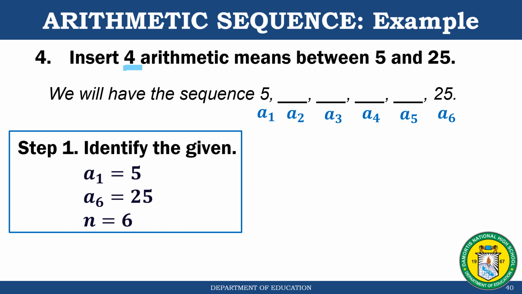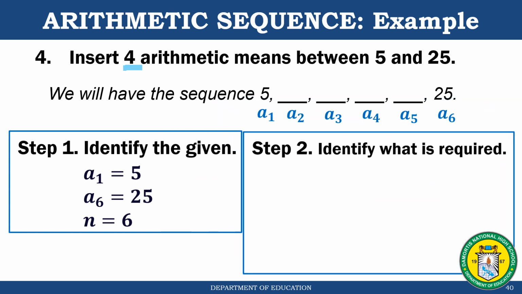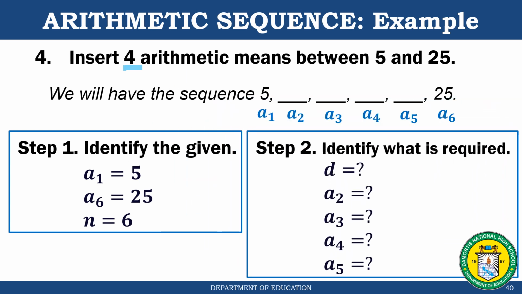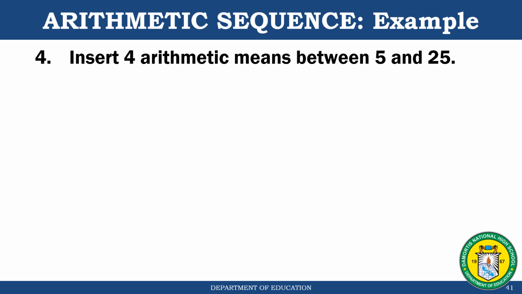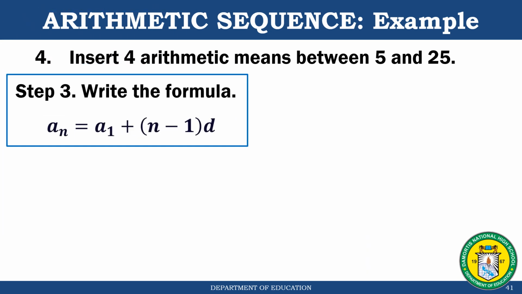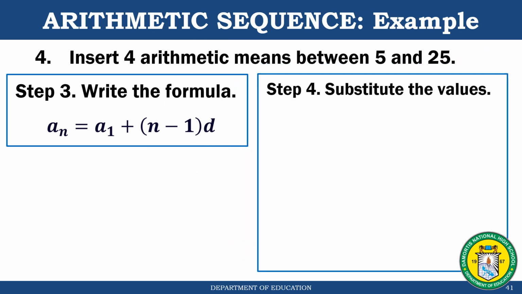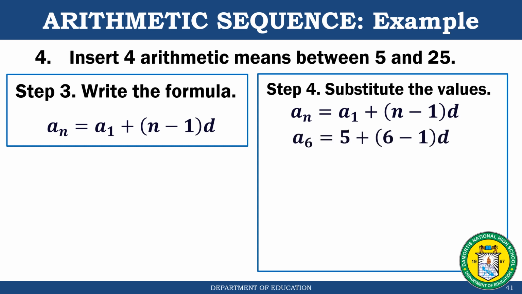And what do you think will be the first one to be found? Are we going to get the arithmetic means already? Okay, so we need to get what? The common difference, correct. So after getting the common difference, we can now find for a sub 2, a sub 3, a sub 4, and a sub 5. Okay, so we write the formula again, and that is a sub n is equal to a sub 1 plus n minus 1 times d. And we substitute the values just the same.